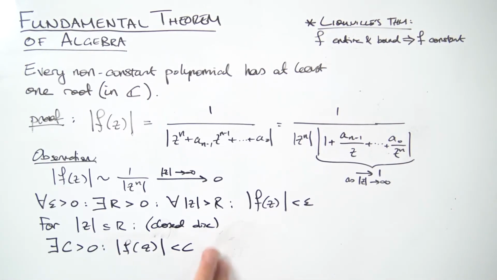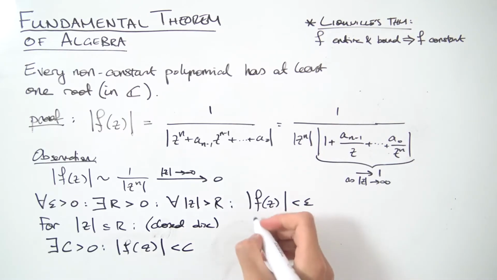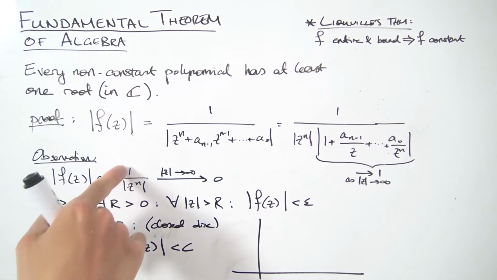So a nicer picture that you can draw out just to see everything in action is, well, let's try to graph out 1 over z to the n.